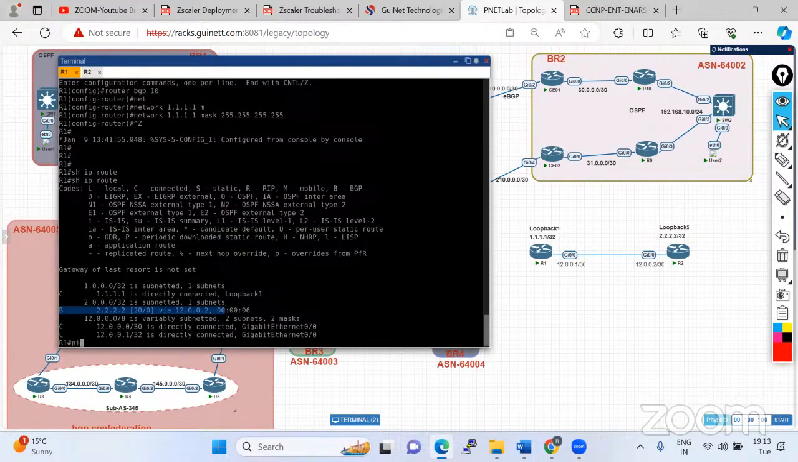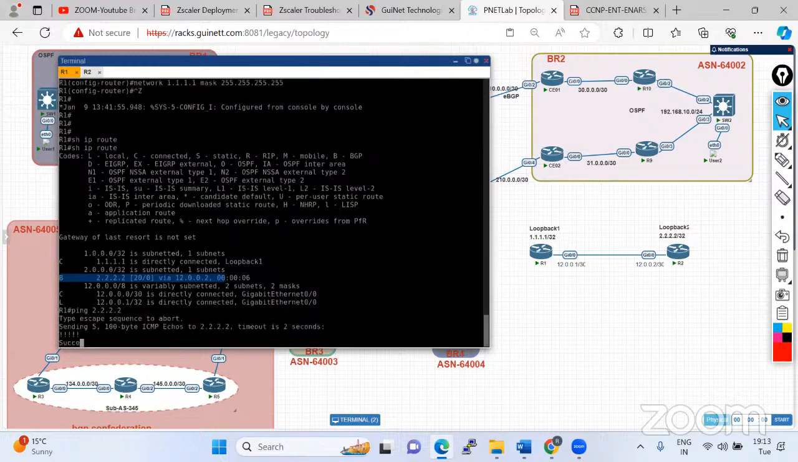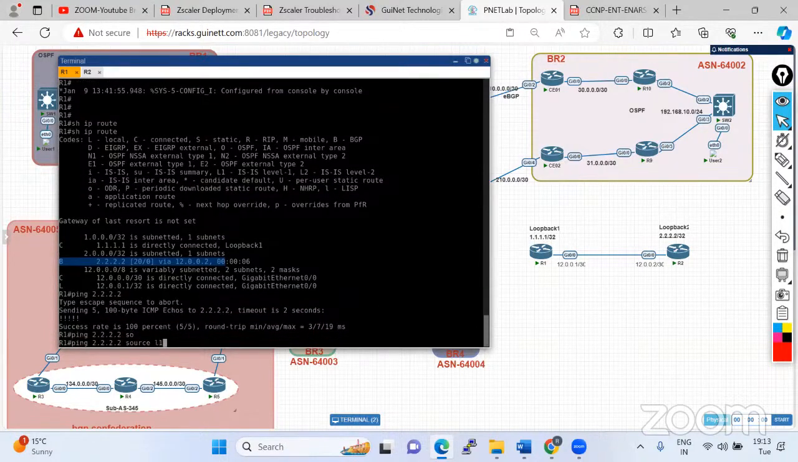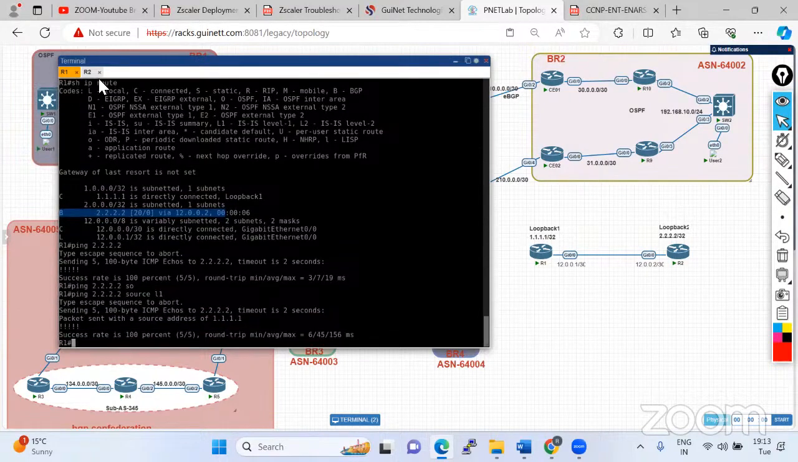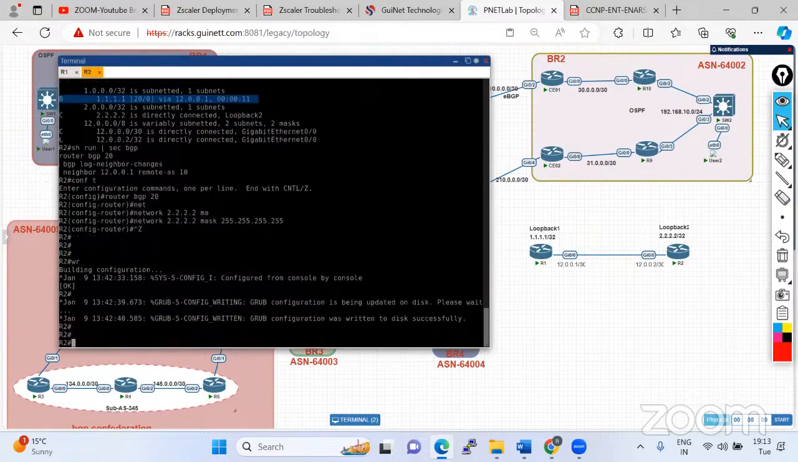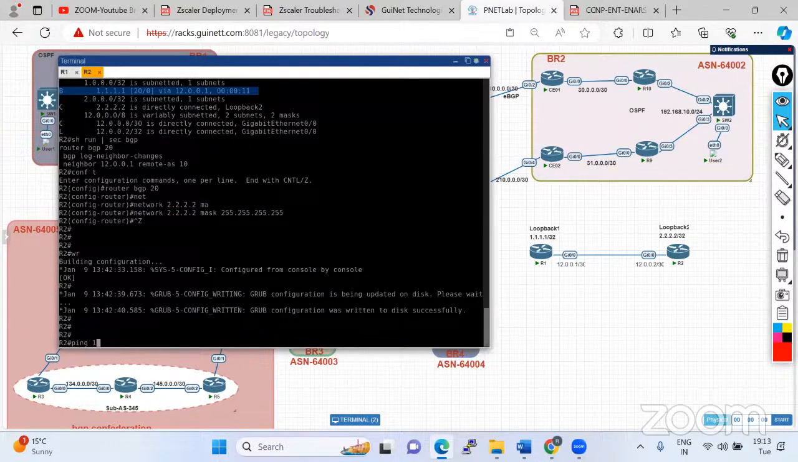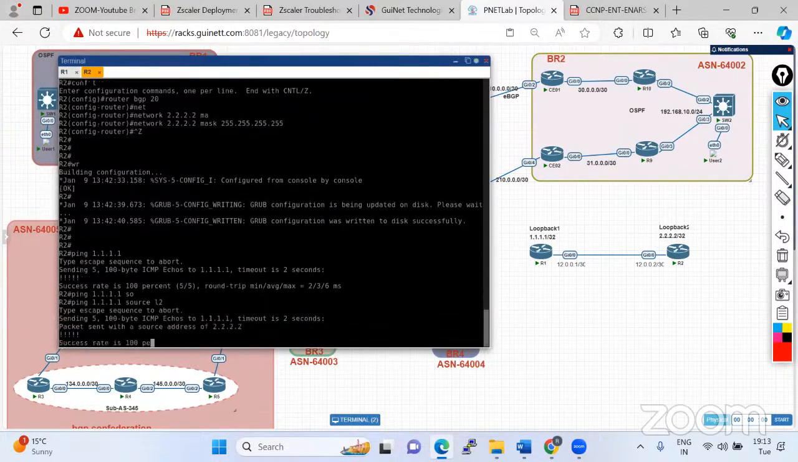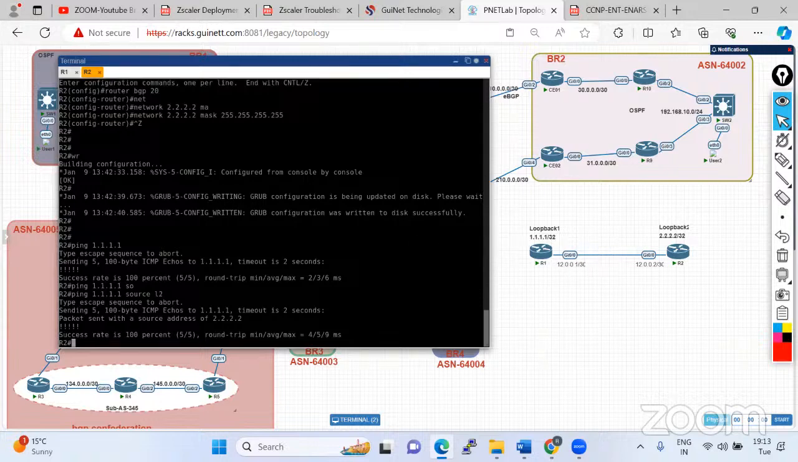So now if you ping from R1 to R2, it is going to be reachable because you have the routes in the routing table. See, you're able to reach even with the source loopback 1, it is reachable. Even from here, if you try to ping 1.1.1.1, it is reachable, right? With the source loopback 2, it is reachable. So this is a basic BGP configuration, right?